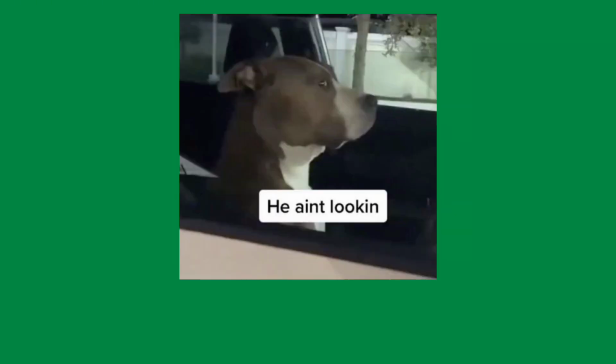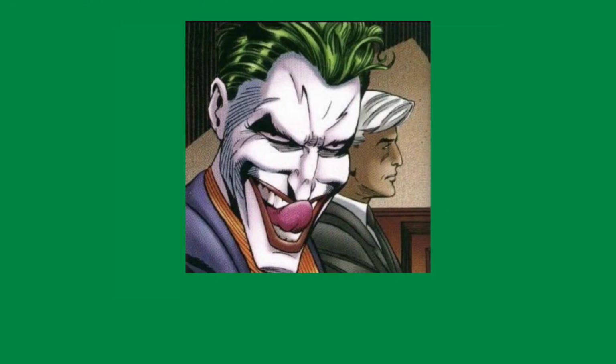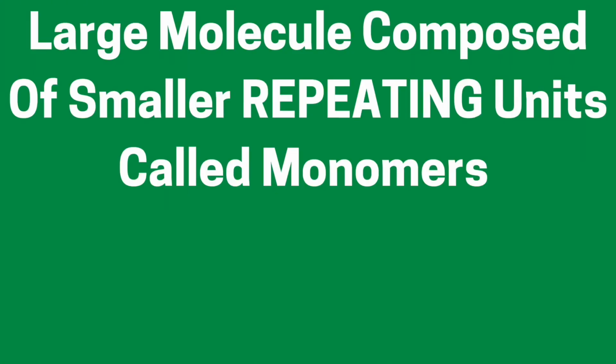And a carbohydrate just happens to be one of them because it's a massive molecule consisting of the same things over and over and over again, which is your sugars, right? Your monosaccharides. Gotta learn the definition. And it's pretty easy. Like we've discussed, just a large molecule consisting of smaller repeating units called monomers.